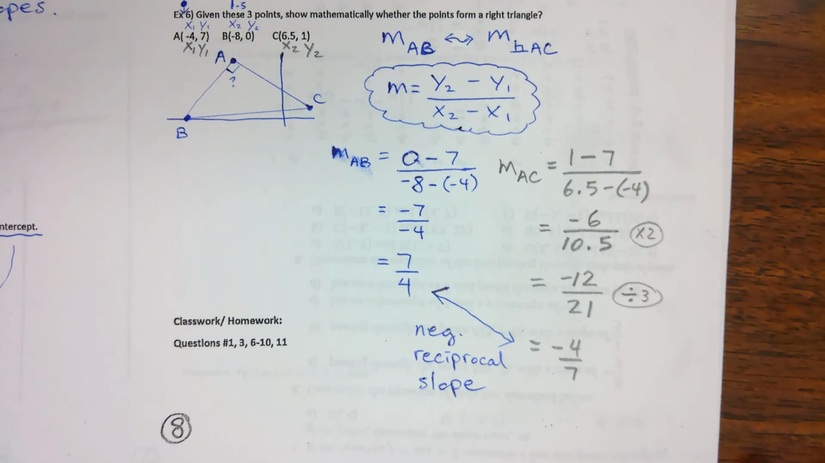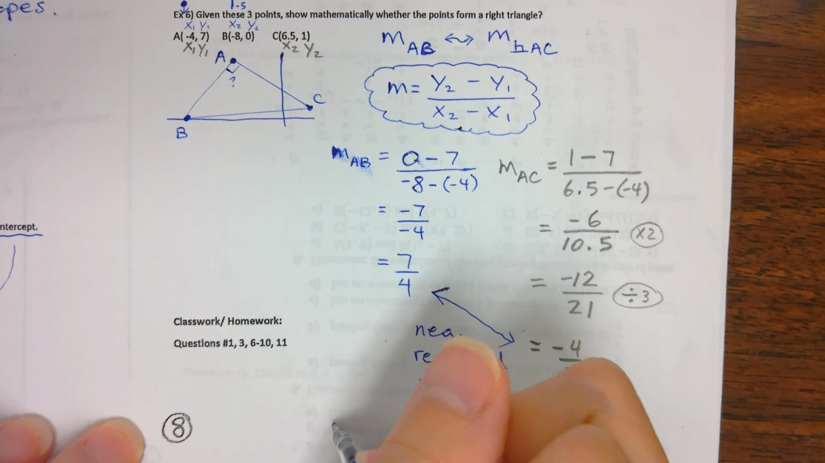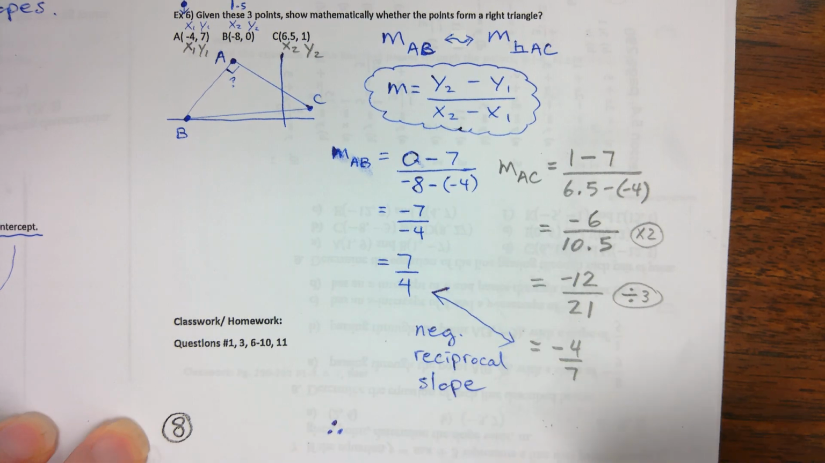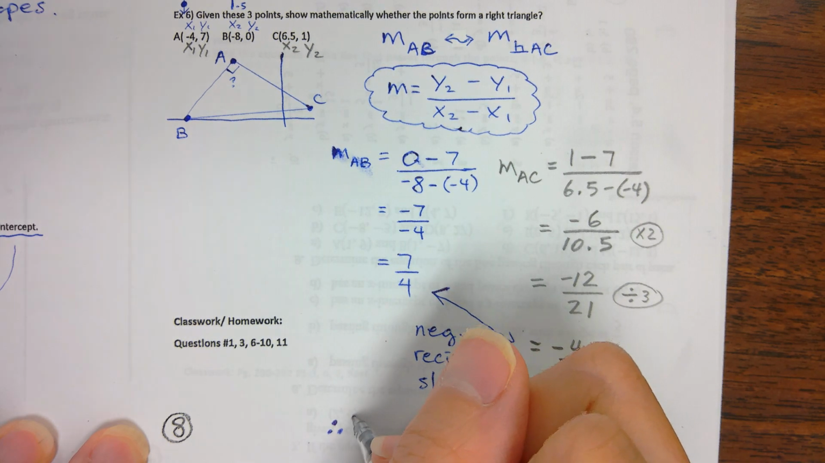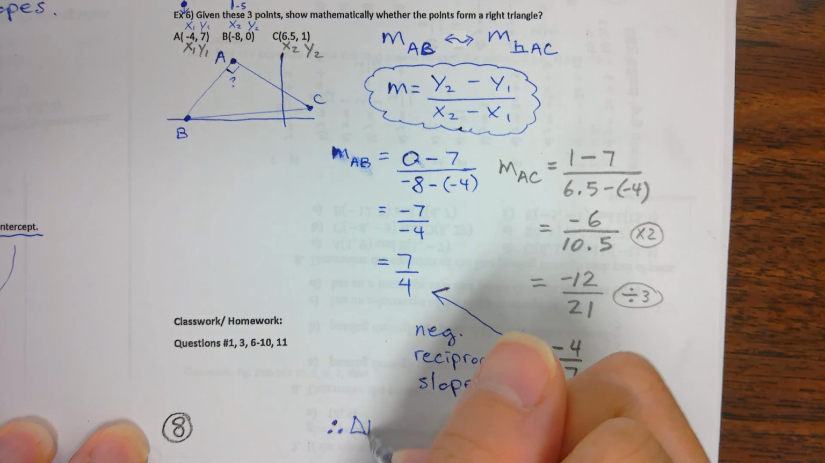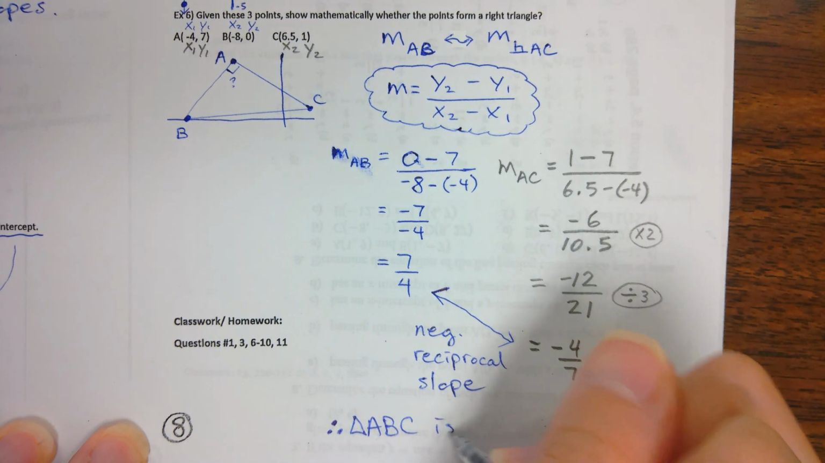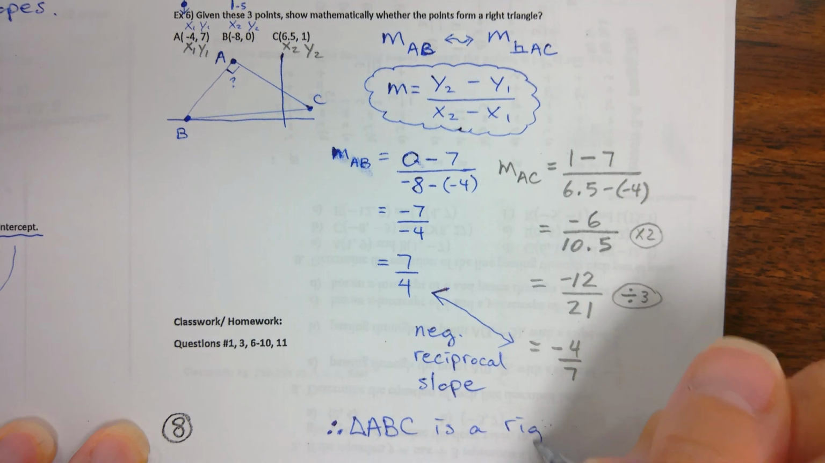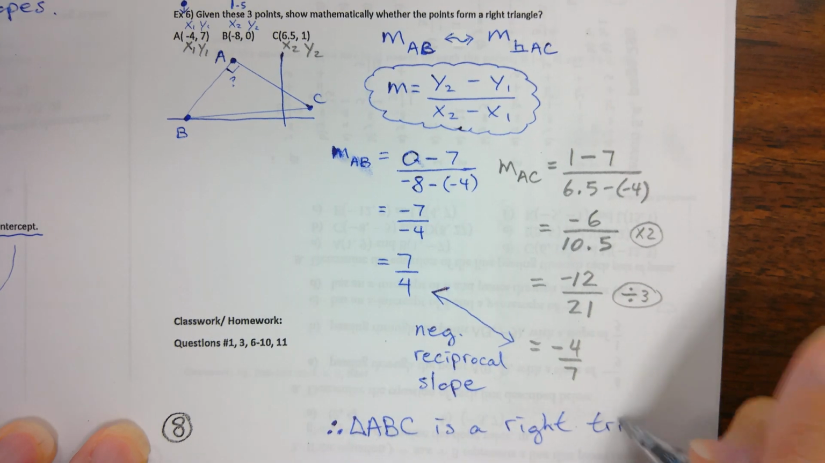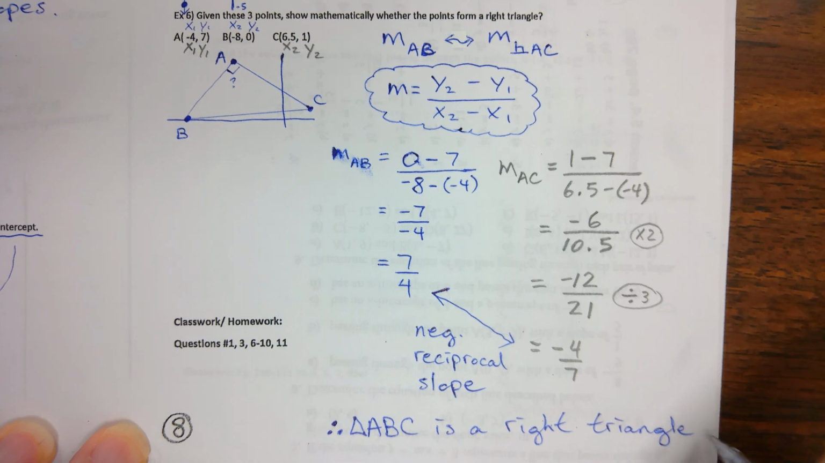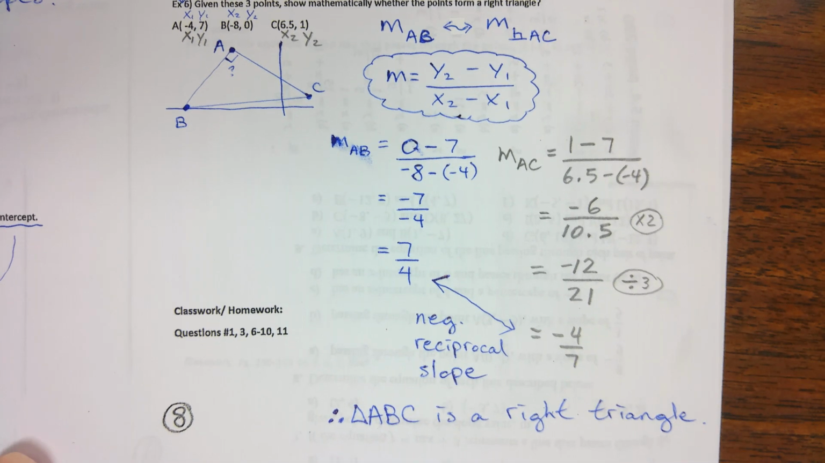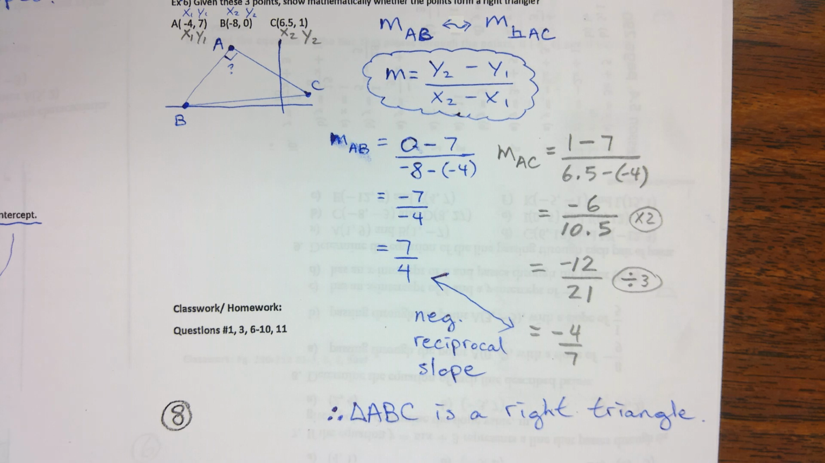But you haven't answered the question. Therefore, Cheyenne? Since the lines are perpendicular, there is a right angle. Yeah, so yes, therefore, triangle ABC is a right triangle because of the negative reciprocal slopes. Okay, all that work to prove that it's a right triangle.